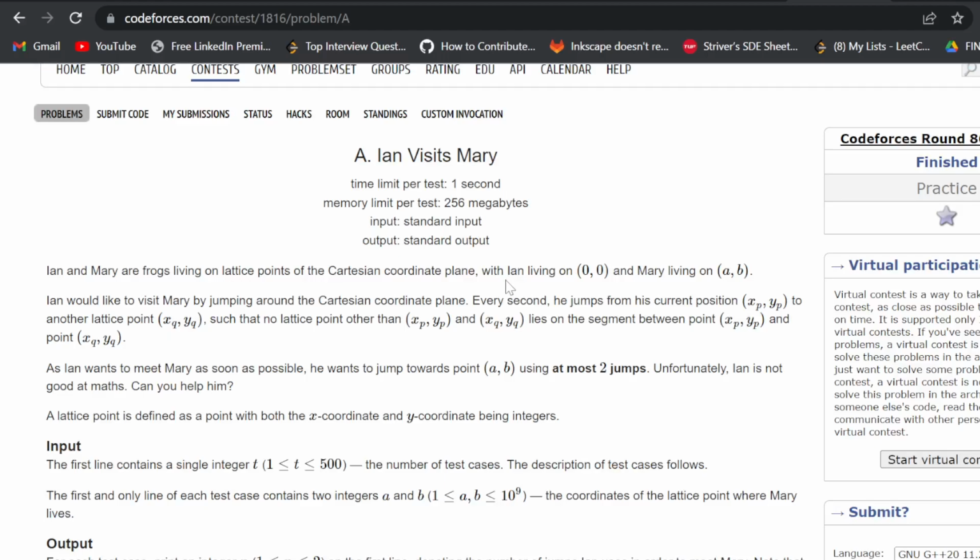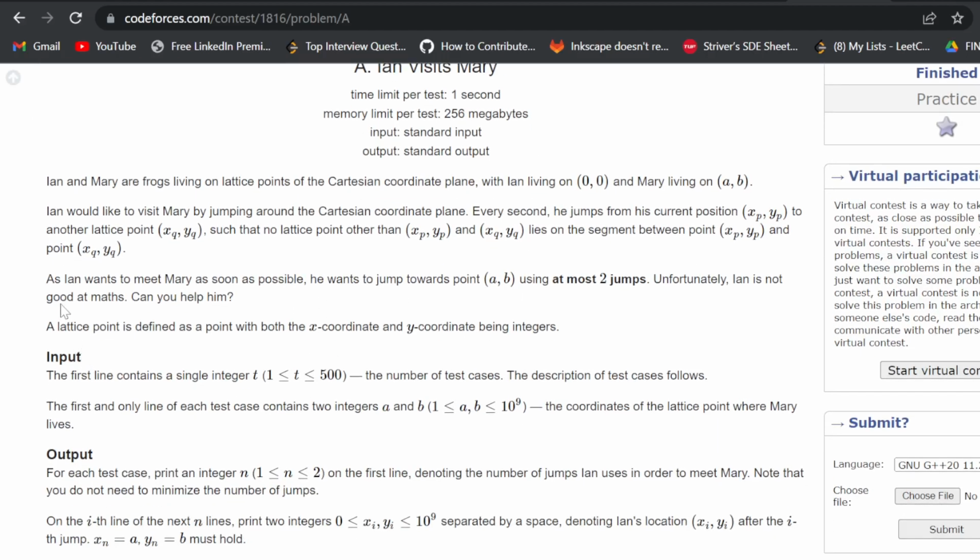Every second, he jumps from his current position (x, y) to another lattice point (p, q), such that no lattice point other than (x, y) and (p, q) lies on the segment between (x, y) and (p, q). As Ian wants to meet Mary as soon as possible, he wants to jump towards point (a, b) using at most two jumps. Unfortunately, Ian is not good at maths.